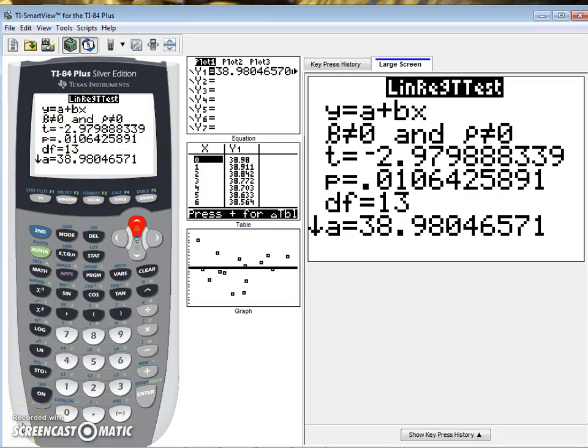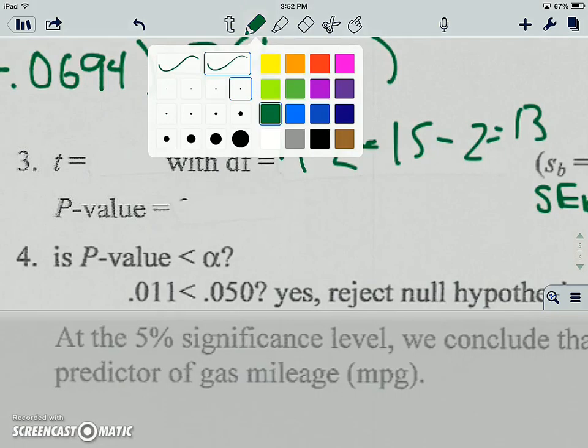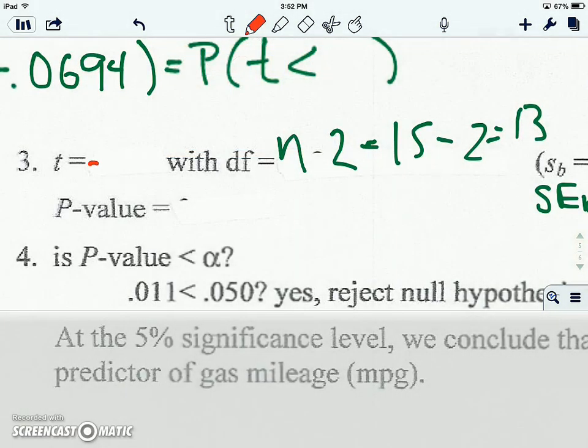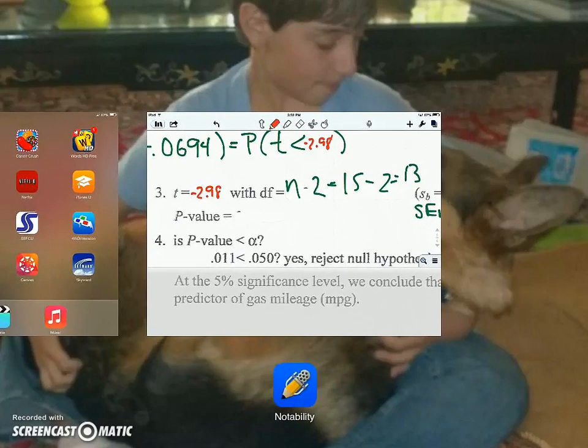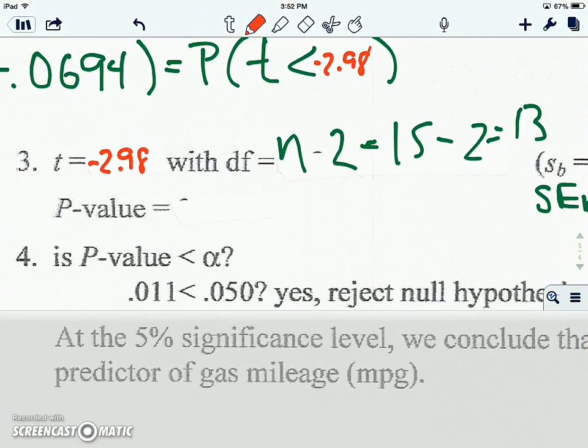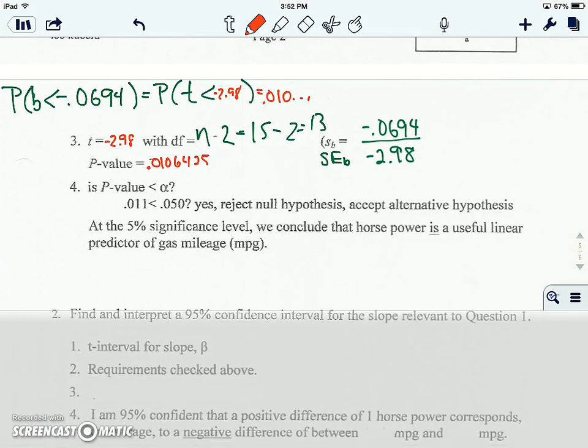Let's write that stuff down. So we have a t-value of negative 2.98, which gives us a probability of 0.010... or more specifically 0.0106425. Now let's go ahead. Is the p-value less than alpha? Yes, it is. So I can reject the null hypothesis.